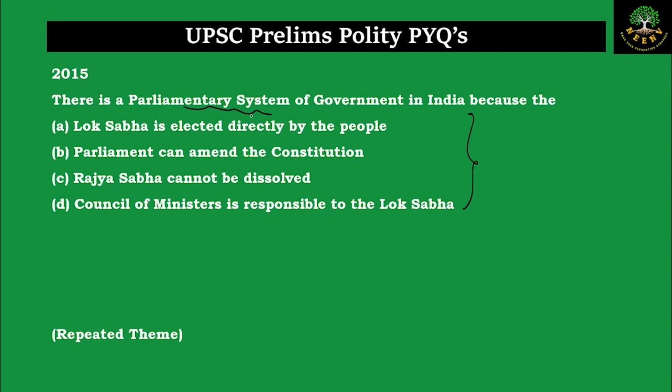Now what is a parliamentary system of government? A parliamentary system of government is one where the executive is derived out of the legislature and the prime minister heading the council of ministers is collectively responsible to the Lok Sabha. So there is collective responsibility here. So that is the parliamentary form of government. And if the Prime Minister heading the Council of Ministers loses the no confidence motion passed in the Lok Sabha, then they will resign.